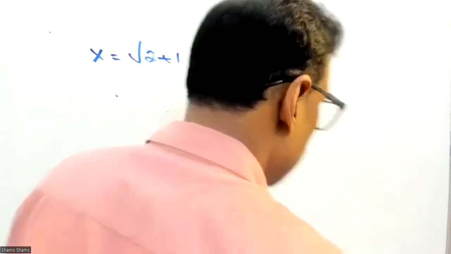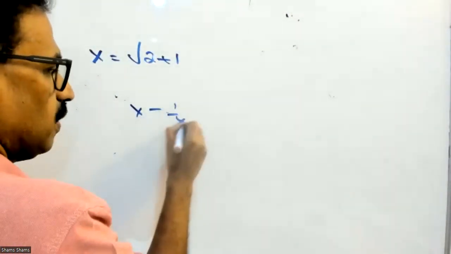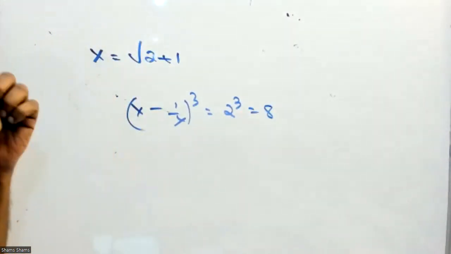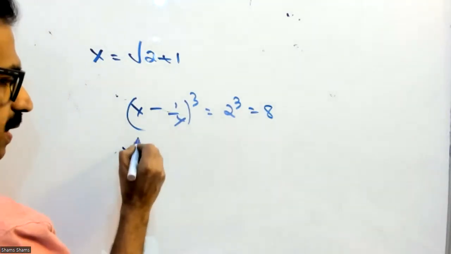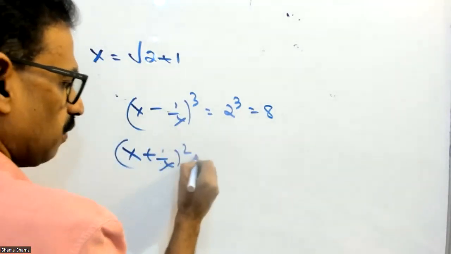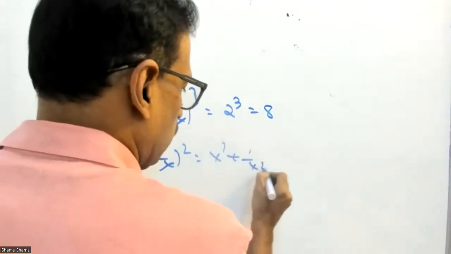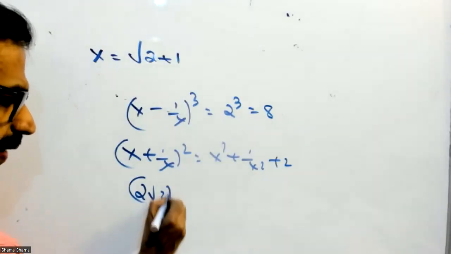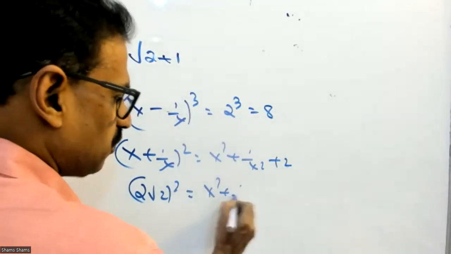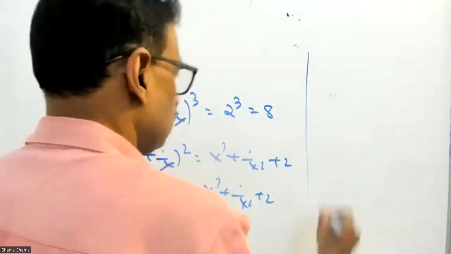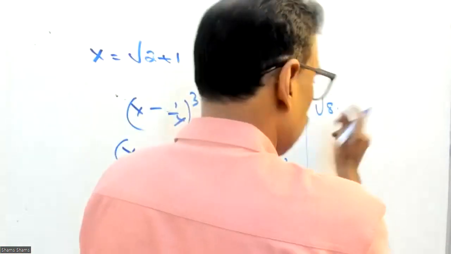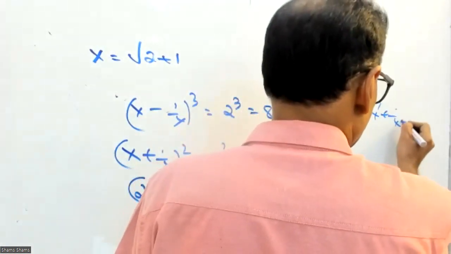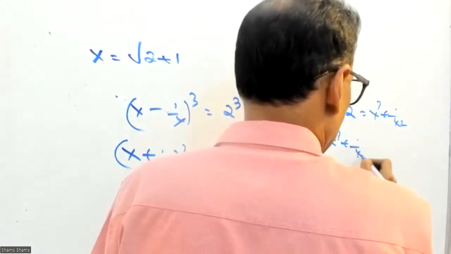So then, next one is what? X minus 1 by x whole cube. That means 2 cube equal to 8, right? Next one. Okay, x plus 1 by x whole square equal to x square plus 1 by x square plus 2, right? What is this one? 2 root 2 square, right? Equal to x square plus 1 by x square plus 2. That means 8. So 8 minus 2 equal to x square plus 1 by x square. So x square plus 1 by x square equal to 6.